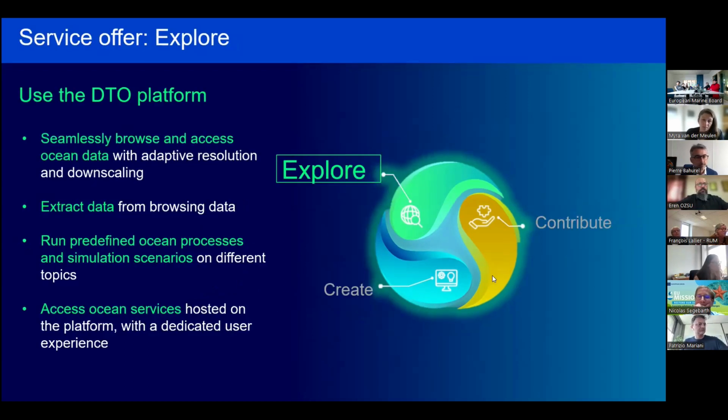If we look at explore, they say this: you can browse and access ocean data. So you will improve the way to access that, but in principle, this is what you want to do. You can extract the data if you want to use them at home. You can run predefined ocean processes and simulation scenarios. So you can play with what has been already defined by experts and put on the platform, and you can access ocean services that are hosted on that. So you enter, you're a user, you play with this super software, you access the data, and you access the tools and services. So this is explore.